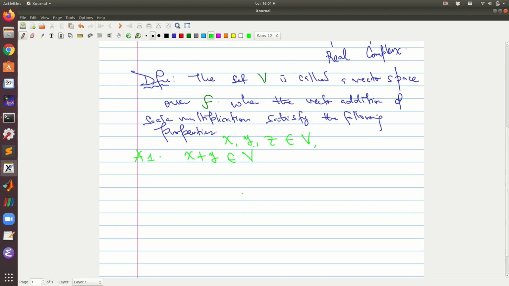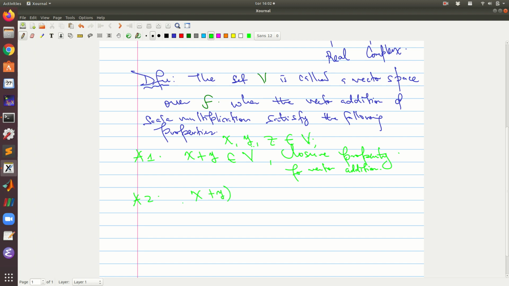So x plus y is also taken from V, and this is what they call the closure property for vector addition. A vector x taken from V and another vector y taken from V, then their sum is also taken from V.